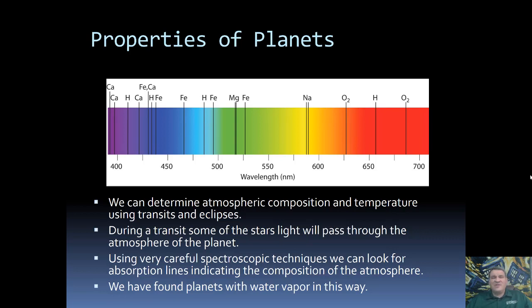We have yet to actually detect an atmosphere on a terrestrial planet. That's because the atmospheres of terrestrial planets are much thinner. But we are advancing all the time. So I wouldn't be surprised in the next few years if we actually start getting data on atmospheres of terrestrial-type planets orbiting around other stars.